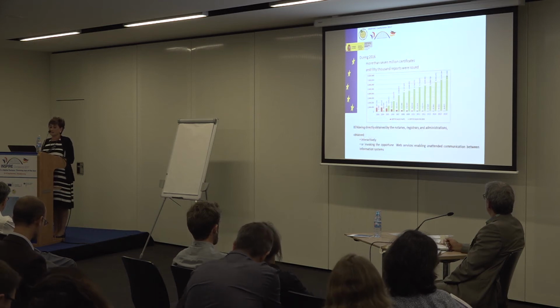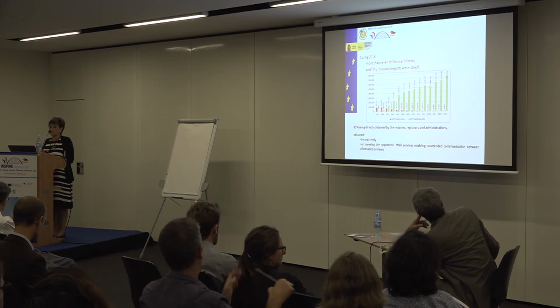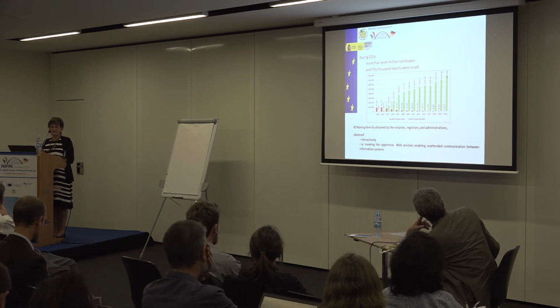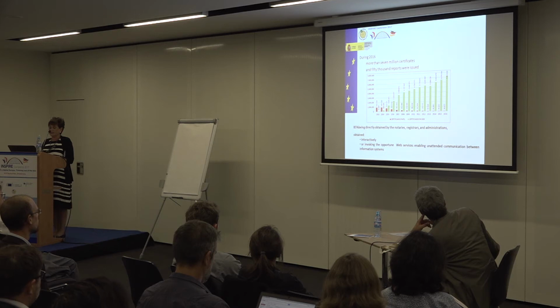So what are the results? The results are that in 2016, we had more than 7 million certificates and more than 50,000 reports. And 85% of this is directly obtained by notaries, registers and administration, not the citizen, and can be obtained, as I told you, interactively, and also by invoking the opportune web service, enabling unattended communication between information systems.